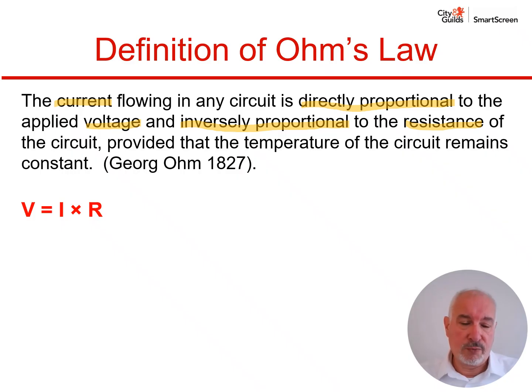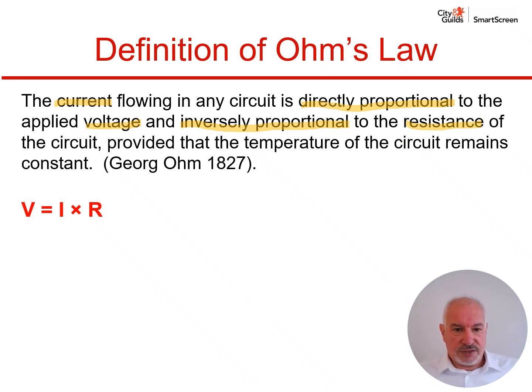This is a formula, so it's a mathematical equation that relates specifically to Ohm's law. It's V equals I times R. Remember that a capital V in a formula represents voltage, the I represents current, and the R represents resistance. So in mathematical form, it's showing us that the voltage will be equal to the current times the resistance.